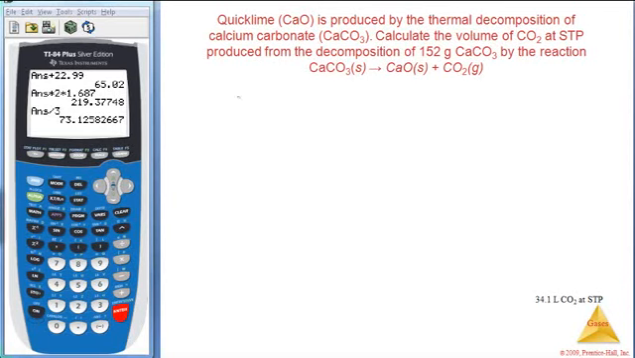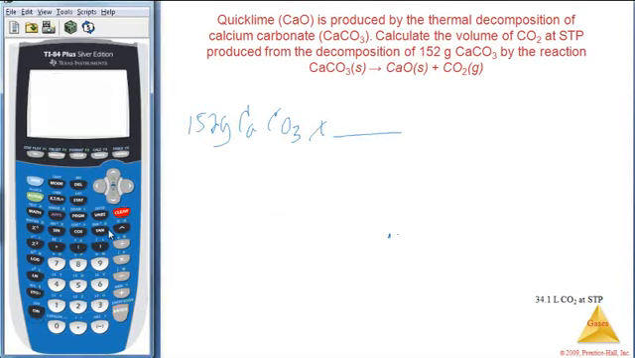Looks like I have a balanced reaction. So I'm starting with 152 grams of calcium carbonate, and once I know how many moles of that I have, I can use stoichiometry and figure out how many liters of carbon dioxide I get, right? It's all at STP, which makes this really simple. So I've got to figure out the molar mass of calcium carbonate, so let's do that.